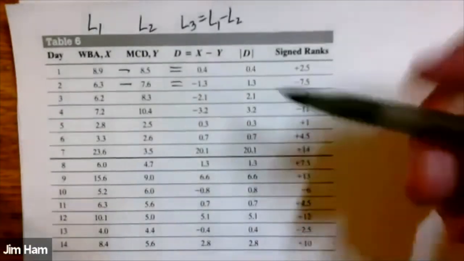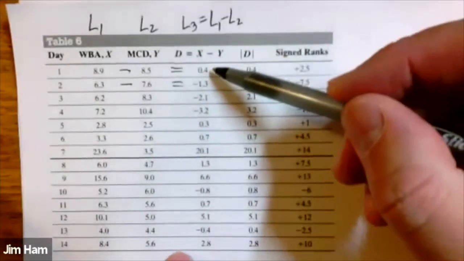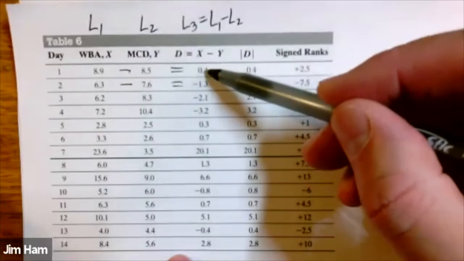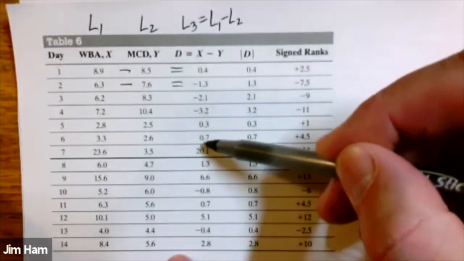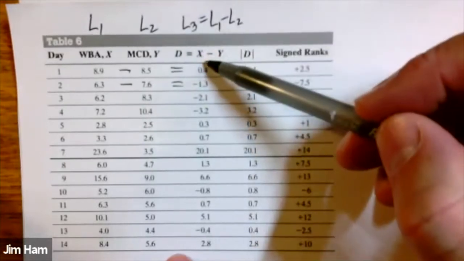All right, I'm going to add one more column here just so you can see the intermediate step. Okay, so these are the differences. Notice that some of them are positive and some of them are negative. Then the next column is the absolute value of the previous column.